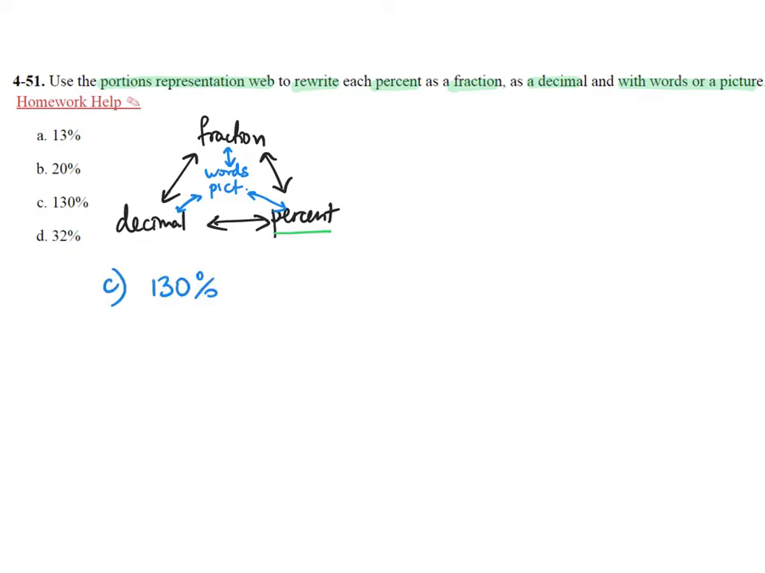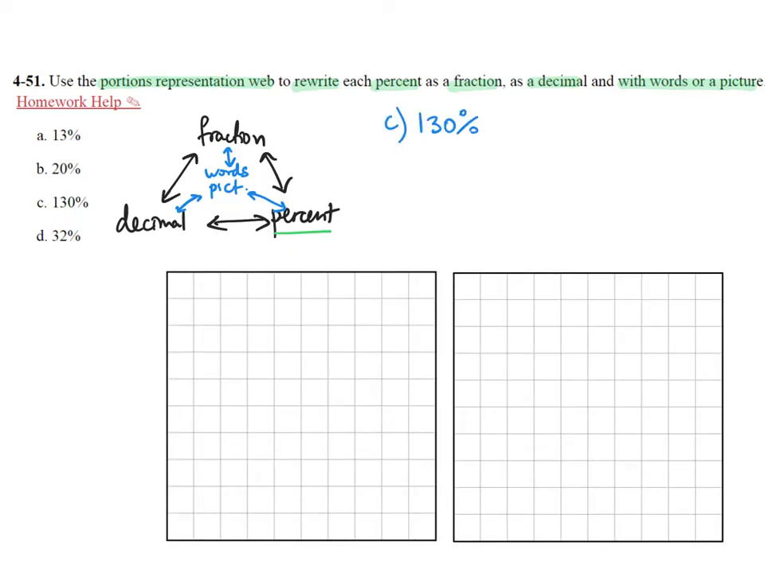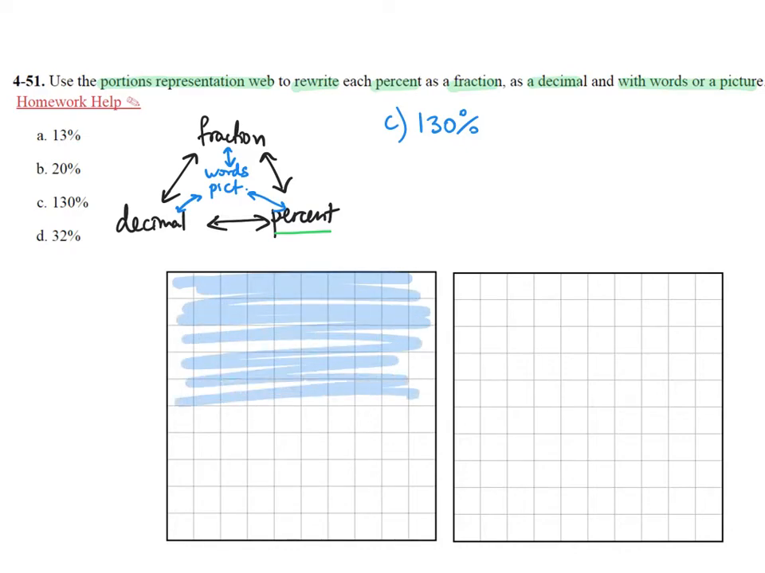So letter C, I notice it's more than 100% given. So if I do a picture, I need 2 charts because 100% or 1 chart is not enough. So I drew 10 by 10, that's for the 100%, and I drew an additional one on my paper, and let's highlight it. So I need 130 of them. So the first one will be completely highlighted, so that's 100% or 100 singles. And then for the other one, I need 30 more. So I'm representing 130% in my picture.